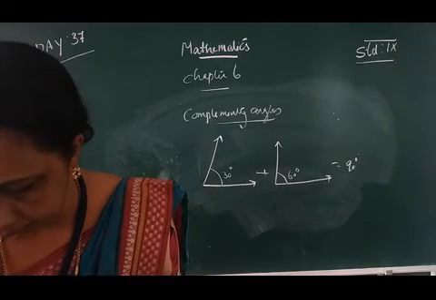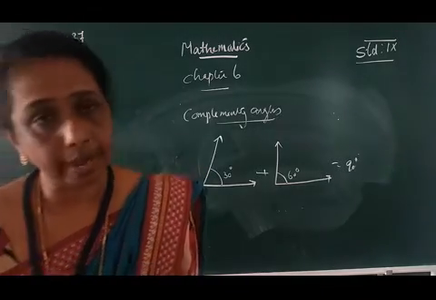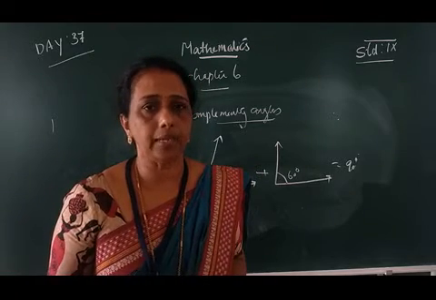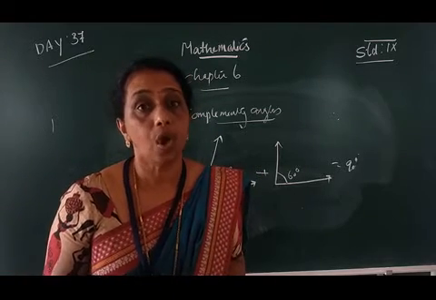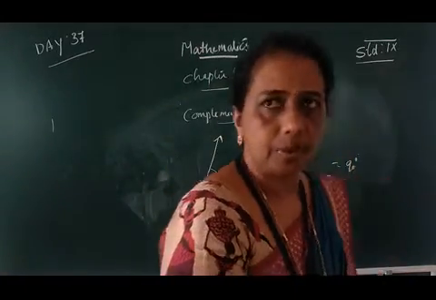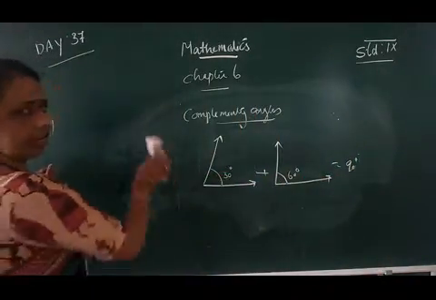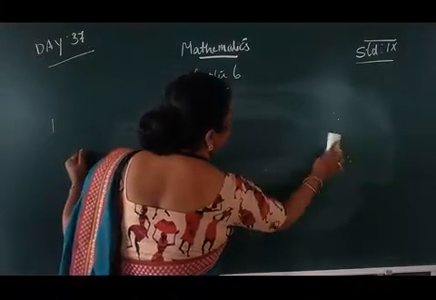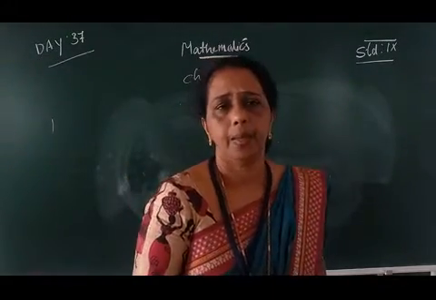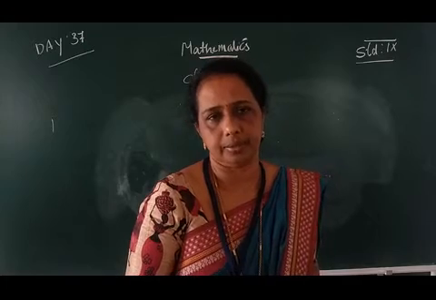Only the definition is there that you already studied. Two angles whose sum is 180 degree are called supplementary angles. Two angles whose sum is 90 degree are called complementary angles. Okay. Then one more thing you already studied, in 9th class and 8th class you already studied that: adjacent angles.